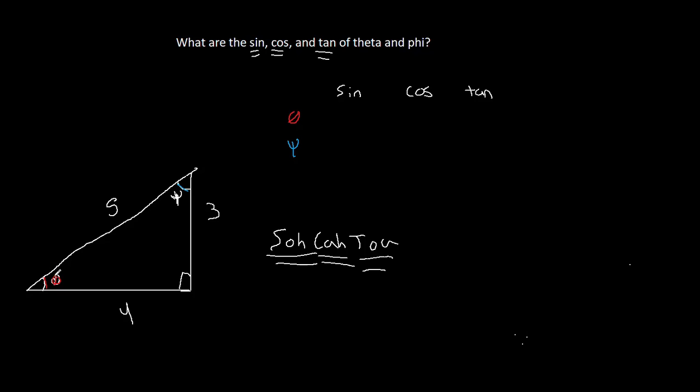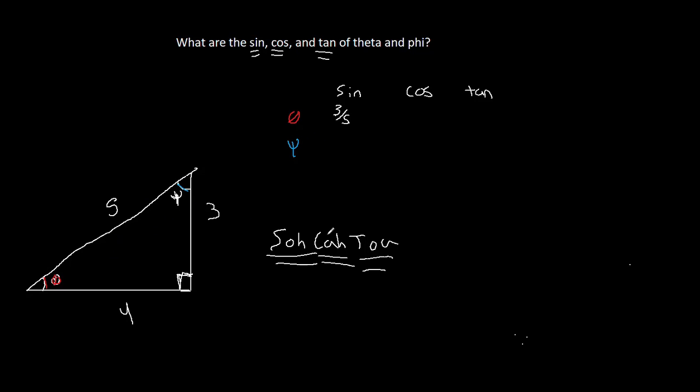So the sine of theta is going to be opposite over hypotenuse, relative to theta, which is this angle right here. The opposite is 3, right? Because this side does not touch the angle. That makes it the opposite side. And then the hypotenuse is always the side opposite the right angle. This is our right angle right here. So this is the hypotenuse. So it's opposite over hypotenuse. So the sine of theta in this case is going to be 3 over 5.